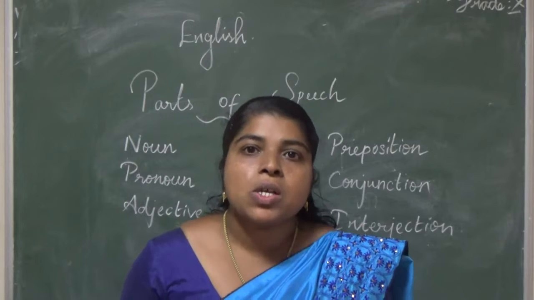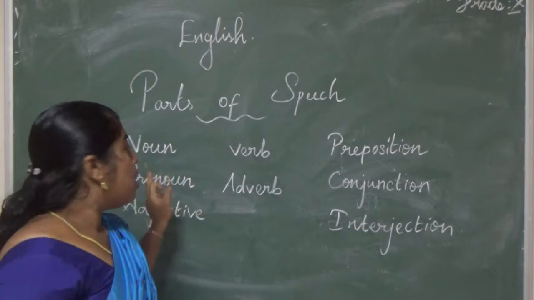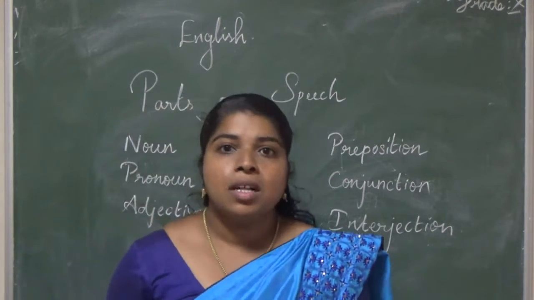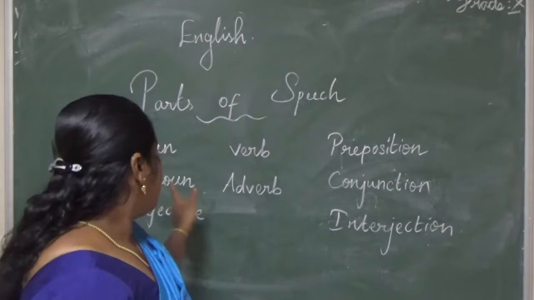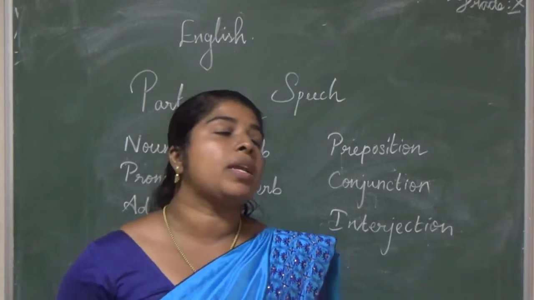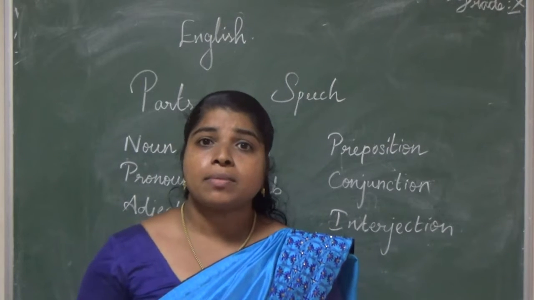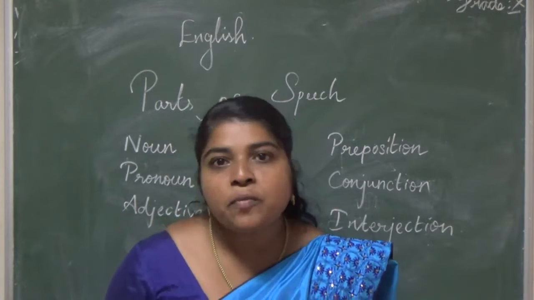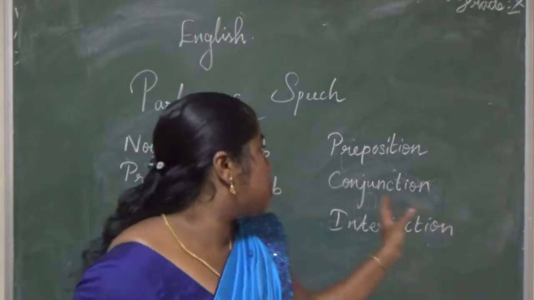Got it? So now we completed these 3 topics: noun, pronoun and adjective. Just recall it. Noun, naming word. Then pronoun, the word which we use instead of a noun, and an adjective is a word that we use to describe a noun. Got it? First section over. Now we are moving to verb.